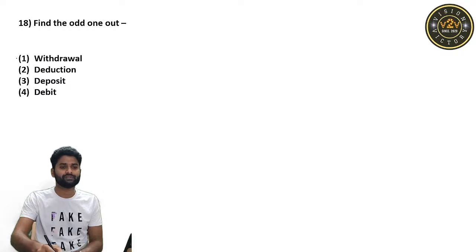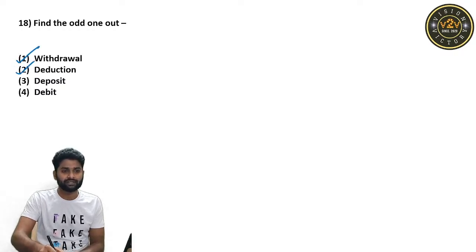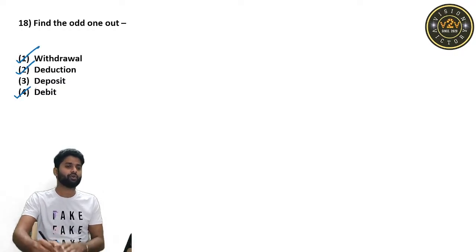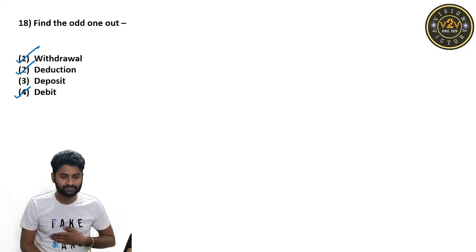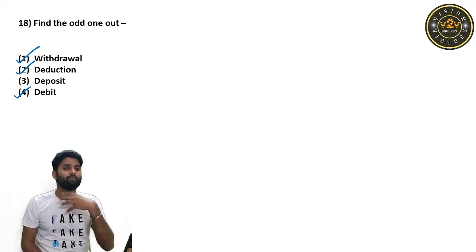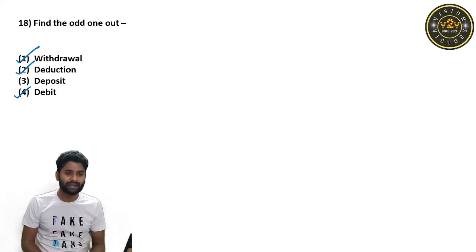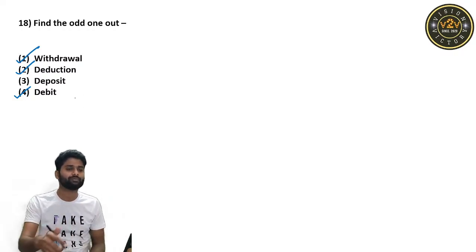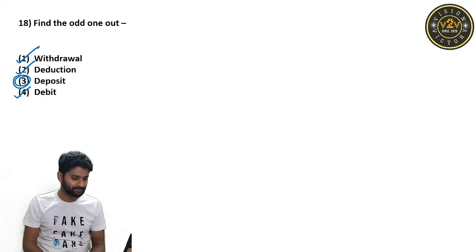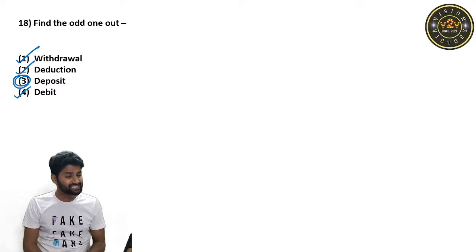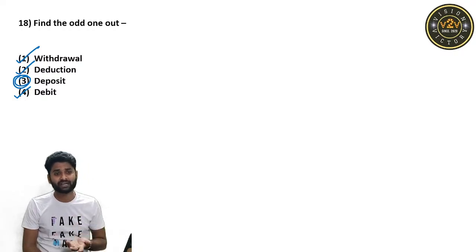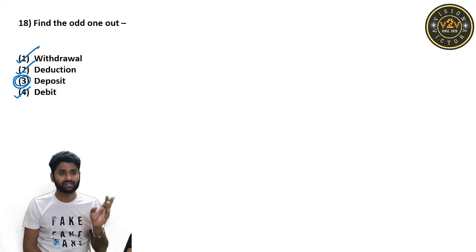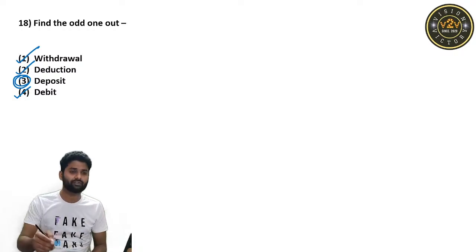If you observe withdrawal, deduction, and debit, in all these three terms we are taking amount from the account. Deposit means we put amount into the account. That's why deposit is different from the remaining three. Withdrawal, deduction, and debit all give the same meaning. Deposit is different, that's why the odd one out is deposit.